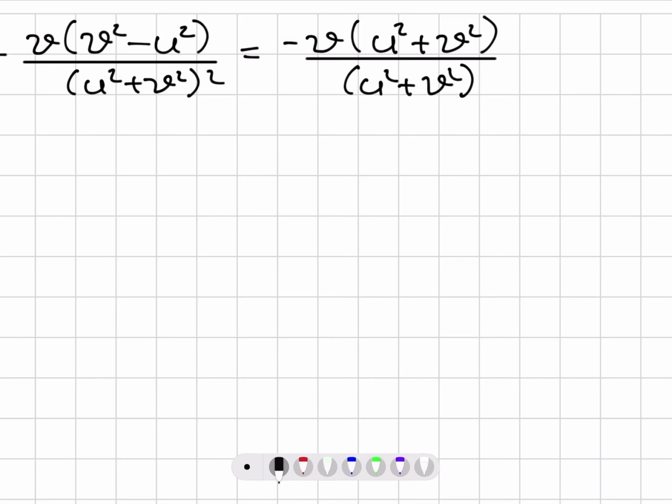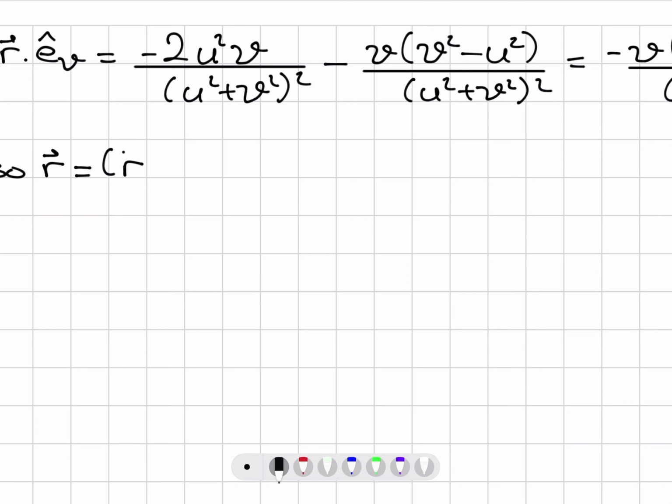All right, so now what I'm after is the position vector written in the new coordinate system. Position vector is r dot EU hat in EU hat direction plus r dot EV hat in EV hat direction plus r dot EZ hat in EZ hat direction.